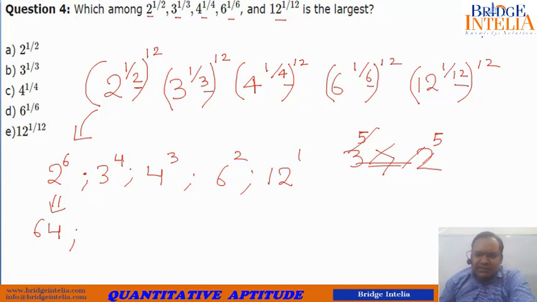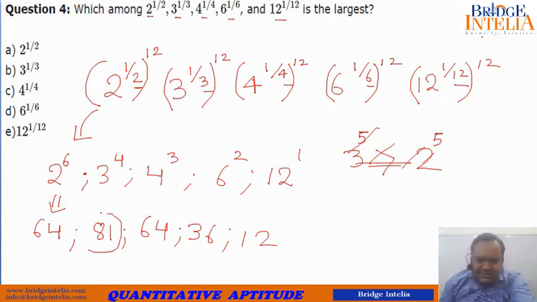64. What is 3 to the power 4? 3 to the power 4 is 81. What is 4 cube? 4 cube is again 64. What is 6 square? 6 square is 36. What is 12 to the power 1? It is 12 itself. So which of these numbers is greater? This 81 is greater.